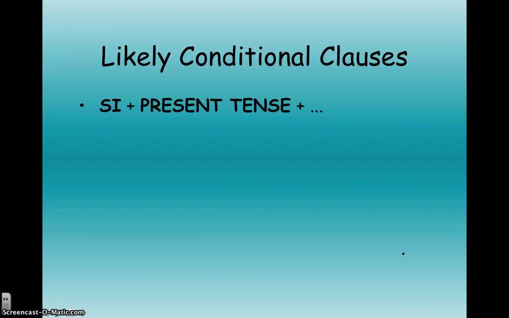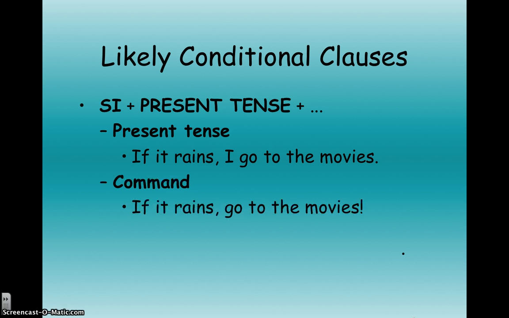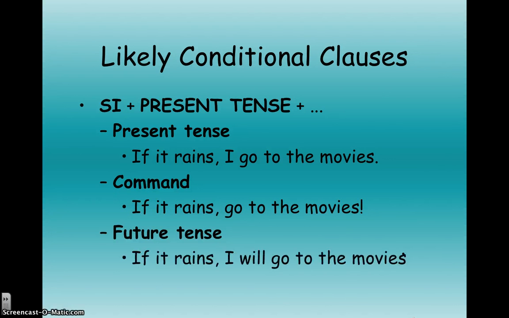So the likely conditional clause is C plus the present tense. It can be followed by the present. If it rains, I go to the movies. It's just a general statement. It can be a command. If it rains, go to the movies. Or this is what we talked about, the future. All right. If it rains, I will go to the movies. That's what we were working on with the future and C clauses.